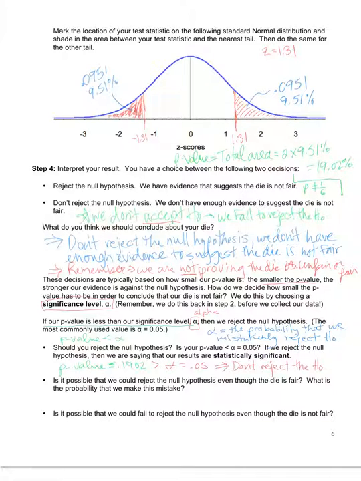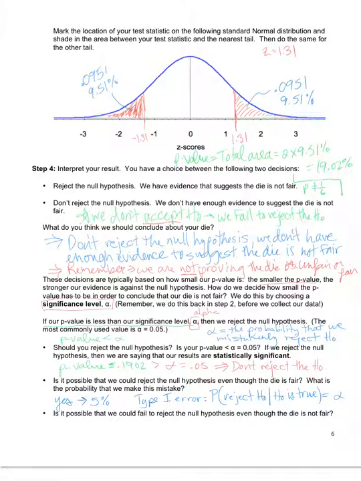Next, is it possible that we could reject the null hypothesis even though the die is fair? That would be a mistake. What is the probability that we make this mistake? It is definitely possible. The probability of doing that is actually 5%, and we call this a type 1 error. You don't really need to remember the name of it, but just know that there is a name out there if you're interested. The type 1 error is the probability that you reject the null hypothesis when the null hypothesis is true, and this is equal to alpha.